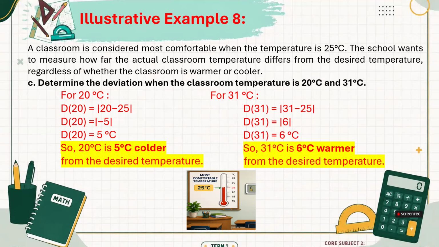Now, which is farther from 25 degrees Celsius? So 20 degrees is 5 degrees away, while 31 degrees Celsius is 6 degrees away. So therefore, 31 degrees Celsius is further.